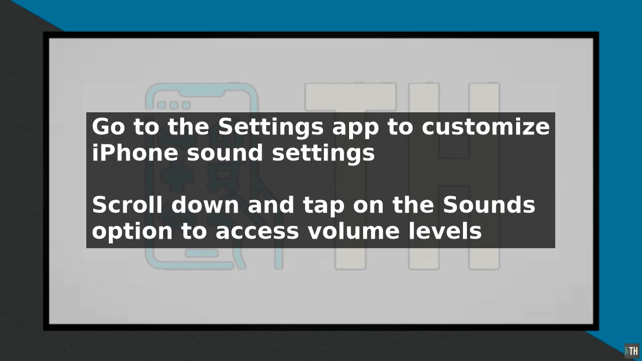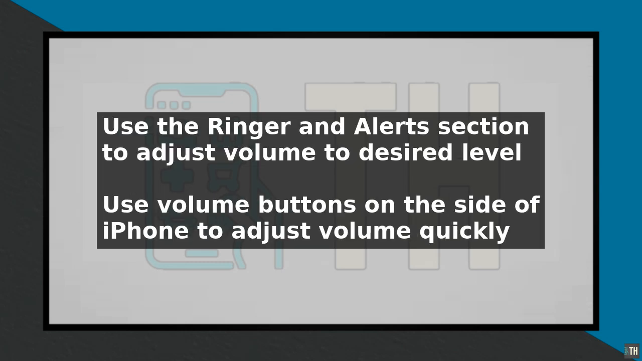In the Sounds section, you will see a variety of options to customize your iPhone's sound settings, including the volume levels. Look for the ringer and alerts section and adjust the volume bar to your desired level. You can also use the volume buttons on the side of your iPhone to adjust the volume.